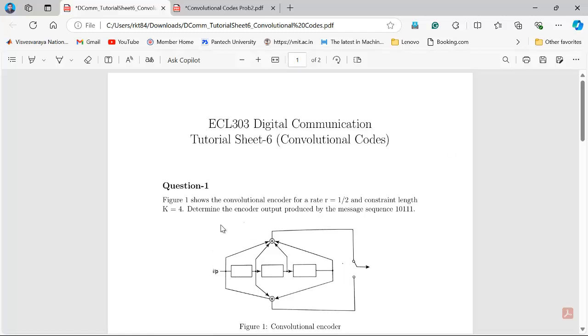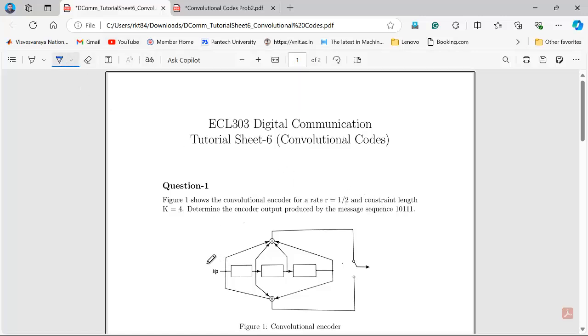You can see here, you have to comment on the code rate. There are two additional things: one is code rate, the other is constraint length. Code rate is simply how many input bits there are and how many modulo 2 adders there are. Here we have 2 modulo 2 adders and one input, so the code rate is 1 by 2, right? Constraint length, if we represent it by k, is equal to the number of memory elements plus 1, right?